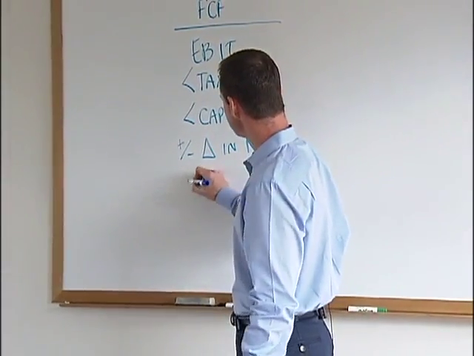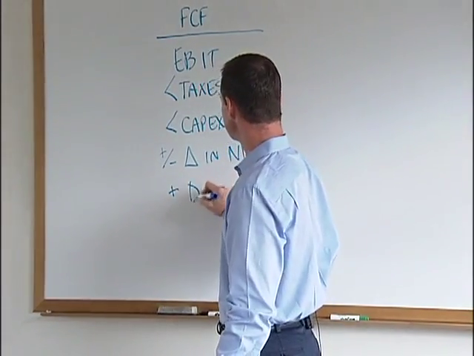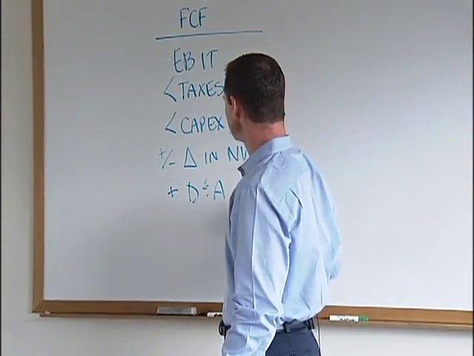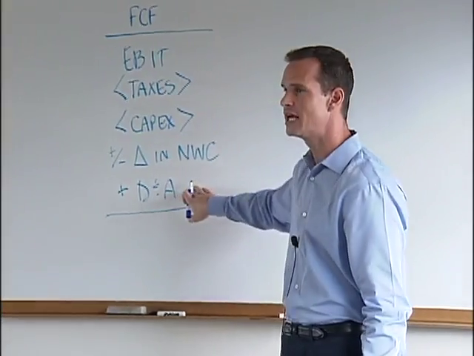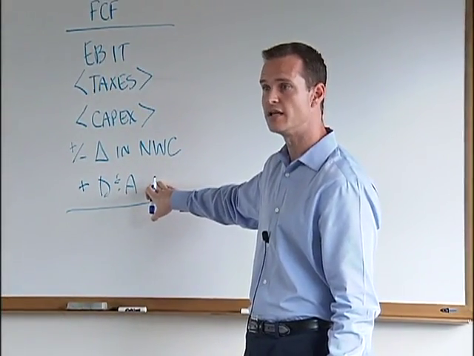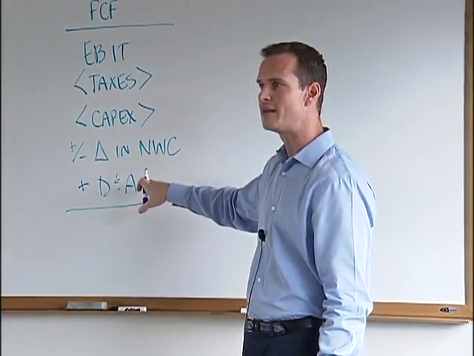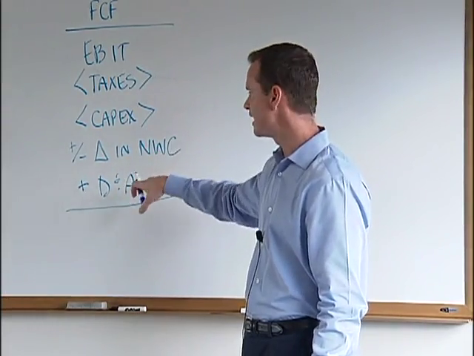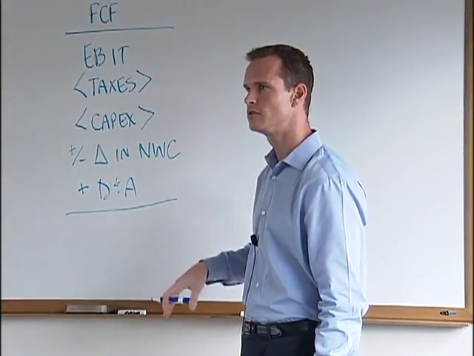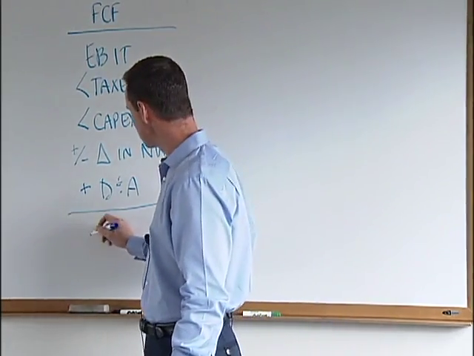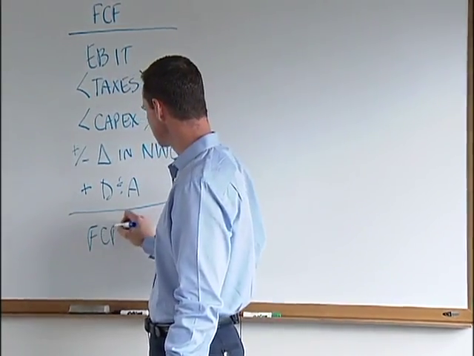All right, and then the last item we need to do is add back depreciation and amortization. Not because they're a source of cash, but again, they're non-cash items in our income statement. Same reason that we add it back when we calculate EBITDA, we add it back here. They're non-cash items. Okay, so when we add all these up, it gives us a company's free cash flow.